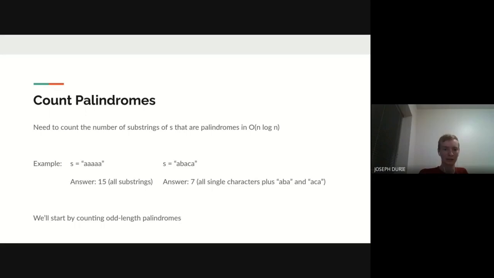Another hint for this one: we're going for a complexity of N log N, so think about where the log factors came from in the previous problems.